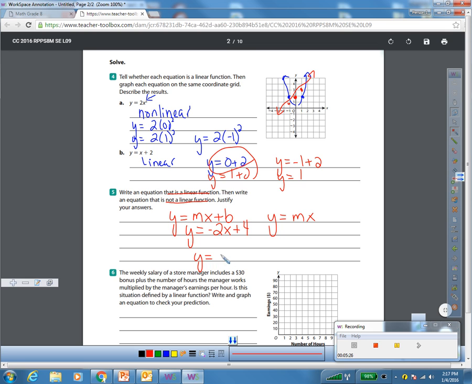If you have something that has an exponent, for example, squared, or let's say maybe cubed, any of these are nonlinear. They're going to give you a U shape. This one's going to give you an S shape. Okay? That should help with your homework.